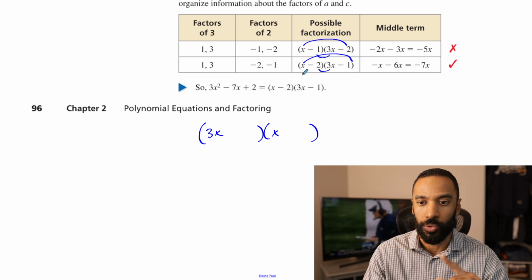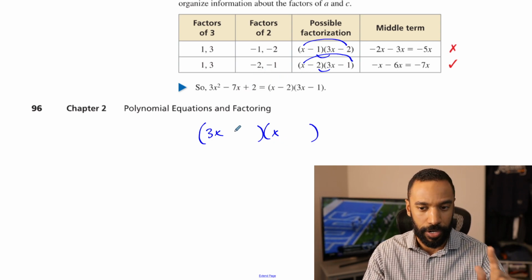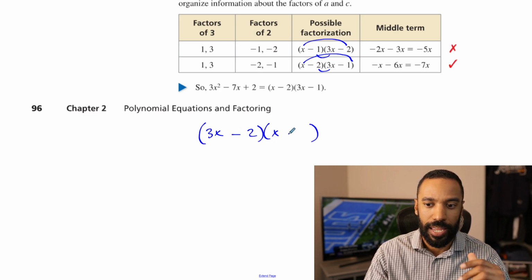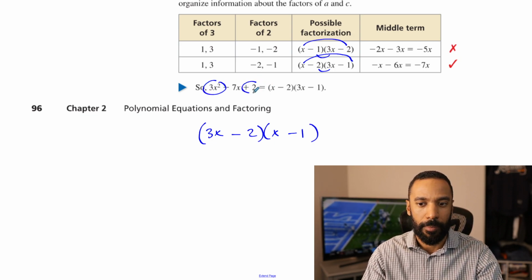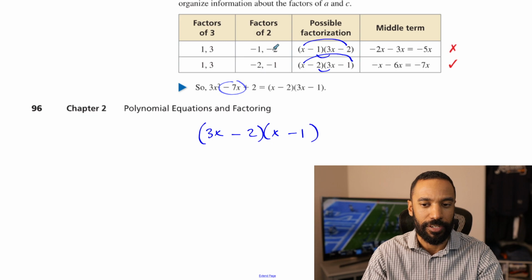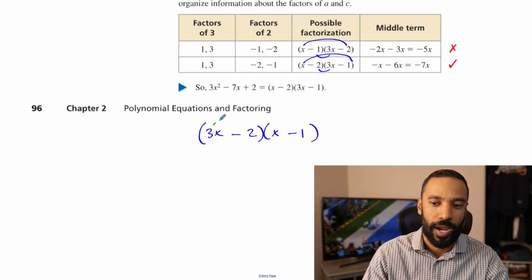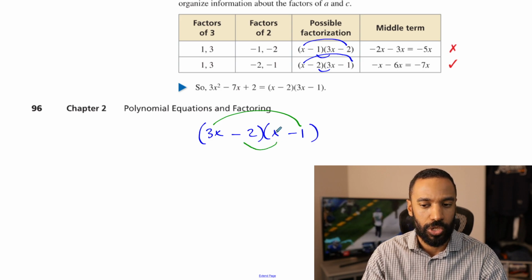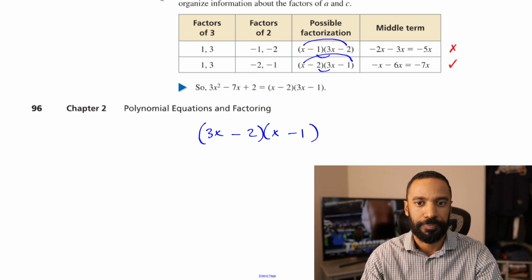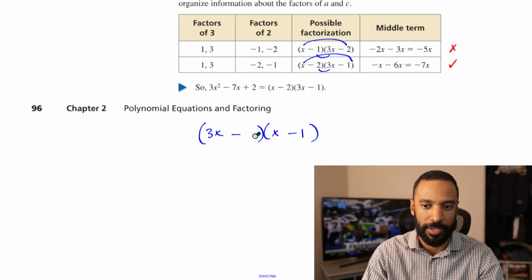Then I had factors of 2. I had one of two options. Either, and this is how they did it, negative 2 and negative 1 here, where, remember, negative 2 times negative 1 is positive 2. So I'm all set with 3x squared, I'm all set with 2. I need to figure out negative 7. So how do I do it? I try 3x times negative 1. I do this in my head. Negative 3x minus 2x, that's negative 5x. No go. The 3 didn't multiply by something large enough.